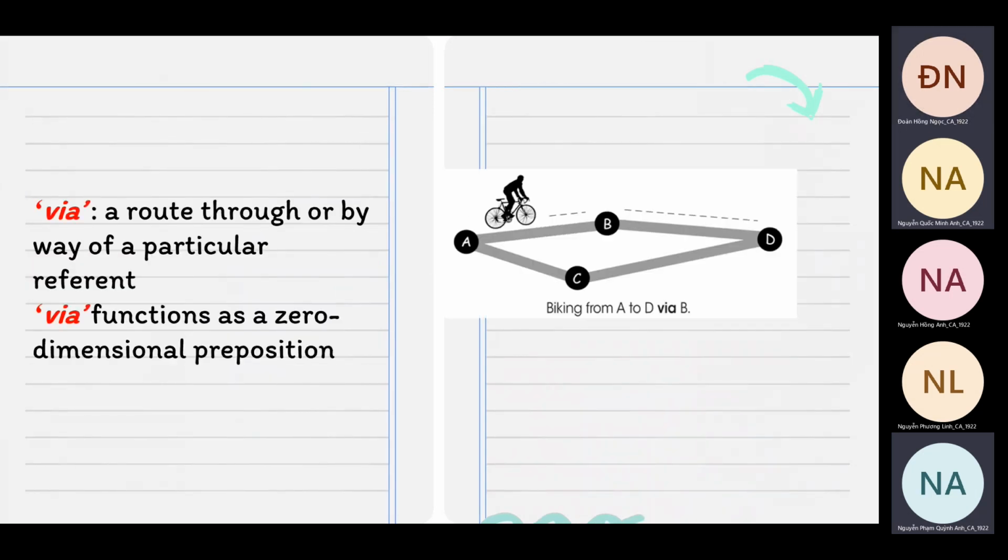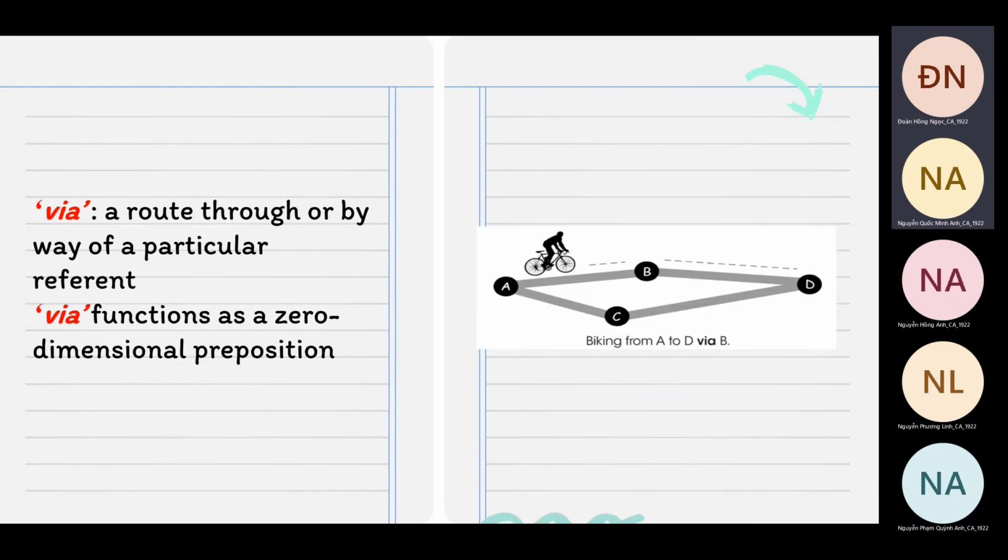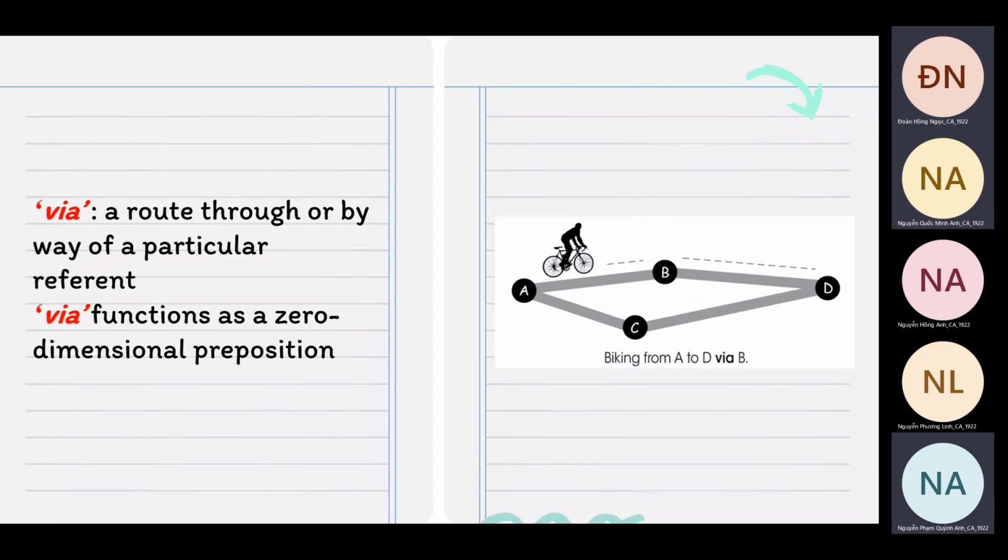And next one is via. Via is a route through or by way of a particular reference. Via functions as a zero-dimensional preposition. Like in the picture, we can see that the man is biking from A to D via B.